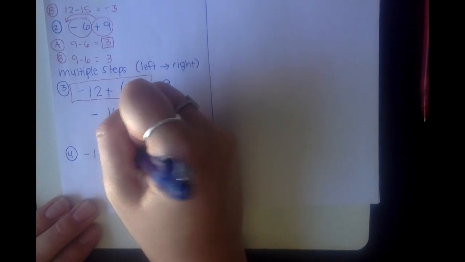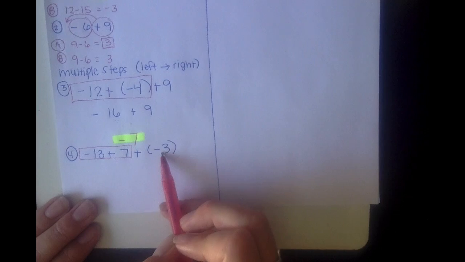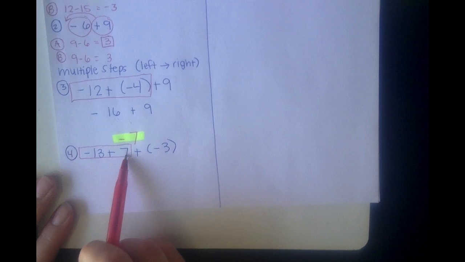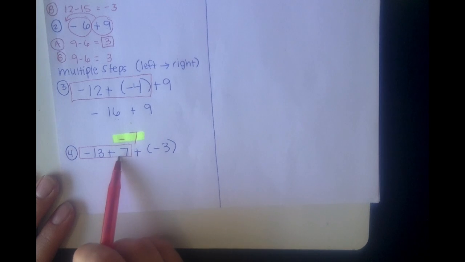One more example, example number 4. If I have -13 plus 7 plus a -3, let's go ahead and do -13 plus 7 first, and then we'll add on my -3 at the end. So -13 plus 7, this is the same as 7 minus 13, or I can say 13 minus 7. What is that difference? That difference is 6. 13 is greater than 7. 13 is negative, so that answer is going to be a -6.